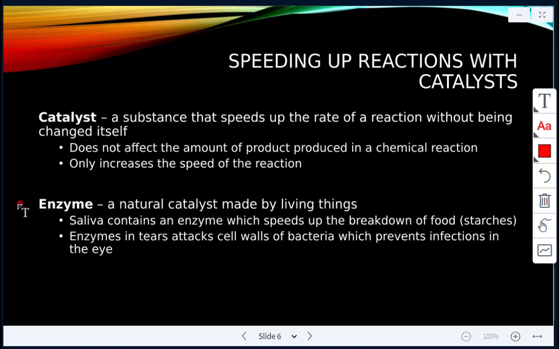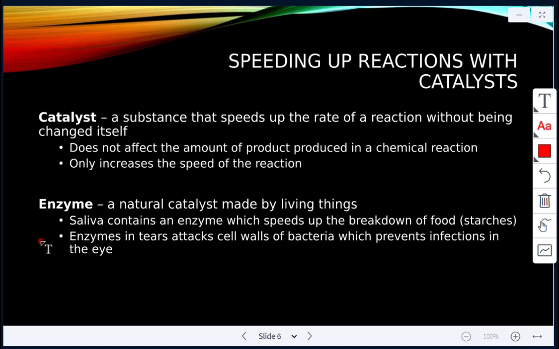Enzymes are natural catalysts that are made by living things. So for example, our saliva contains an enzyme. You may have learned this in grade 8. Our saliva contains an enzyme called amylase, which starts to break down the starchy food that we're eating, and it'll start the breakdown of it in our mouth.